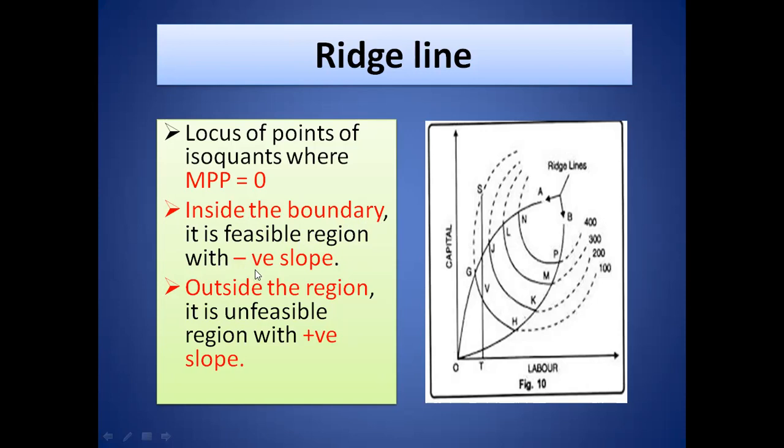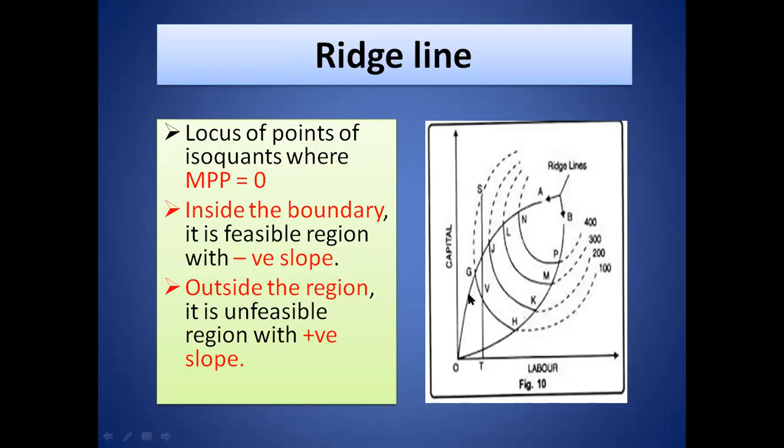Why? Because the MPP has a negative slope. We know that an isoquant has a negative slope. So the region where the slope is negative, that area we should produce in, because it is a feasible region. And the outside region is infeasible. Why? Because the slope is positive. As the slope is positive outside, the producer is not advised to produce there. And as the slope is negative inside the region, the producer is allowed to produce there. That's why it is called the feasible region, and outside is the unfeasible region.